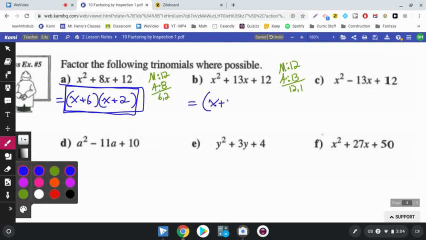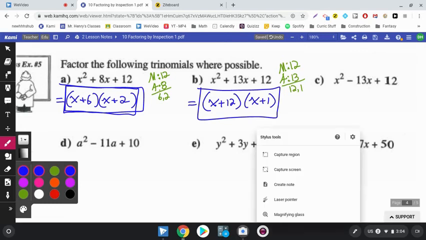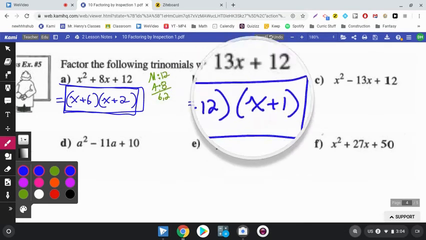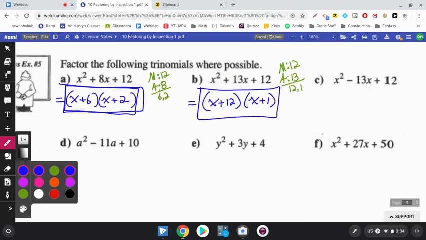Those numbers would be 12 and 1, or you could say 1 and 12, doesn't matter. So the factored version is x plus 12 and x plus 1. That product multiplies out. I'm writing the same polynomial in a different, more convenient way. And if I wanted to, I could check. Multiply that out, check that you get the same thing.